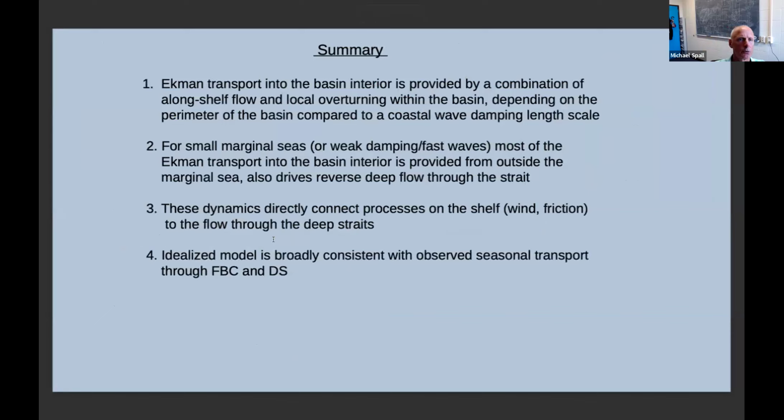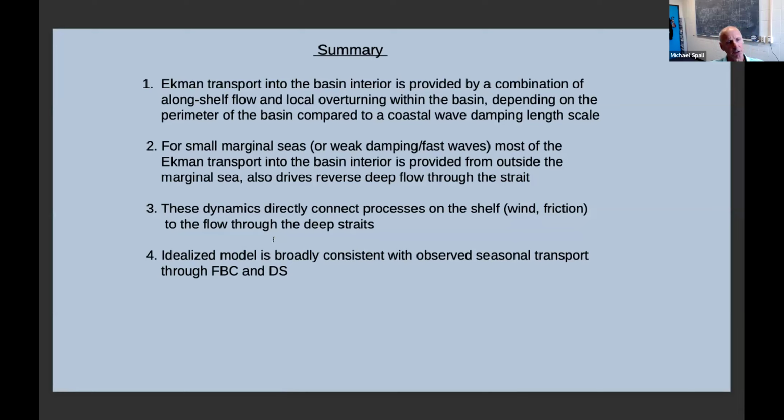Okay, that's the story. The Ekman transport into the interior is provided by a combination of the long shelf flow and local overturning within the basin, and that depends on this non-dimensional parameter that's the product of the frequency and the damping time scale. So for small marginal seas or for really fast waves, most of the Ekman transport comes in and out through the strait, but that's not all, because that causes a deep in and out flow to balance.